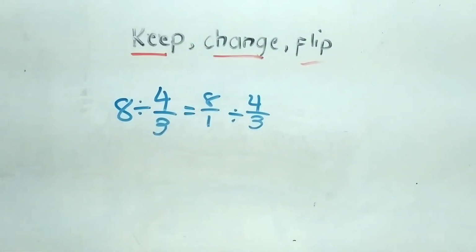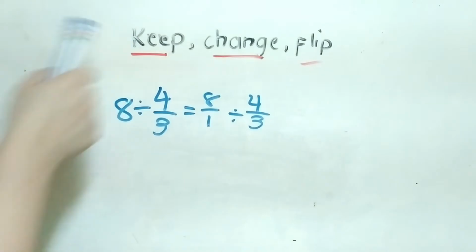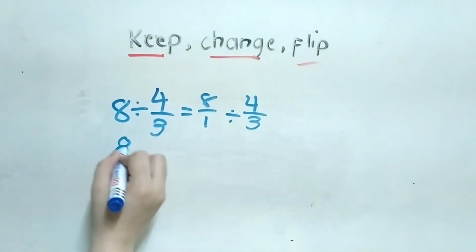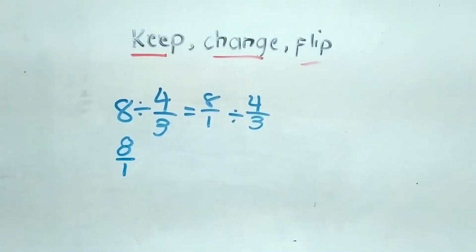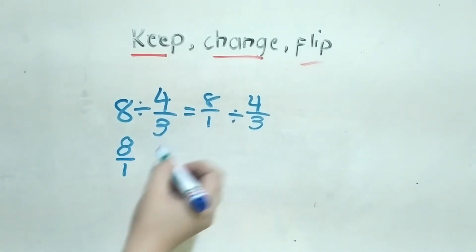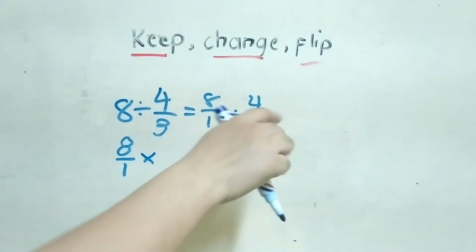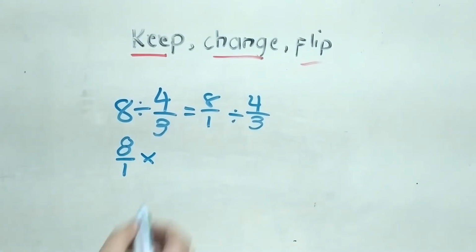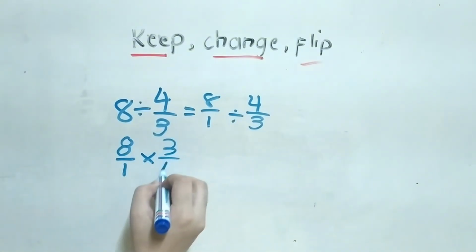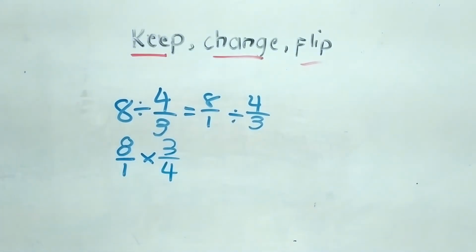Copy lang natin yung 8/1, which is keep 8/1. And then, change. Change natin into multiplication. And then, flip or reciprocal. Magiging 3/4. Now, pansinin natin ang ating numbers or fractions. Mababa lang naman ang ating example. So, pwede nating idiretso ang multiplication without using canceling out.